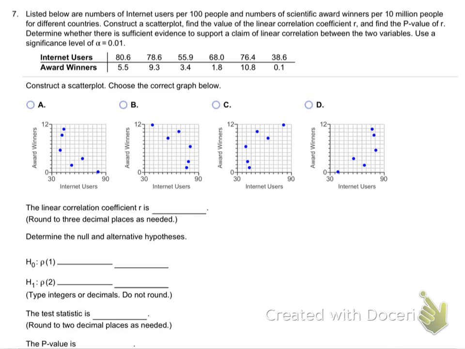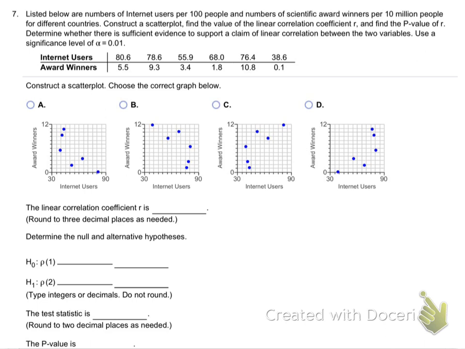It's basically better developed countries, isn't it? Better developed countries are going to have more internet users and get more science awards. Less developed countries are going to have fewer internet users and fewer science awards. Let's see if there's a relationship. So you can test if there's a relationship between internet use and science awards.